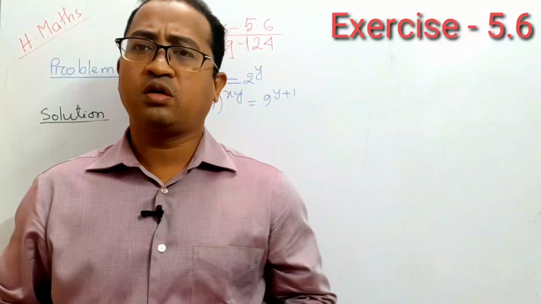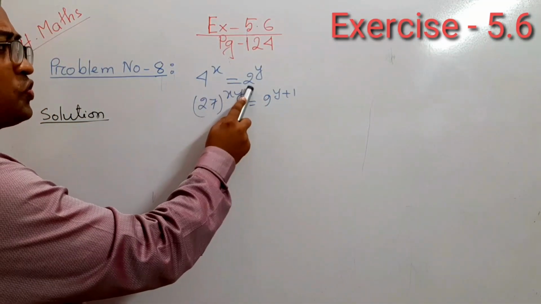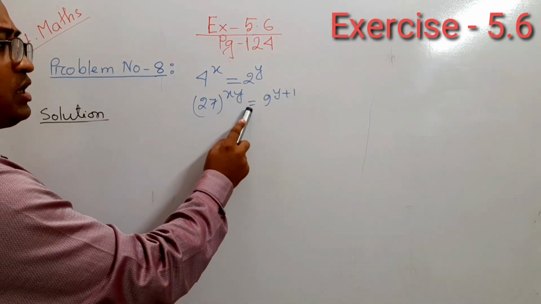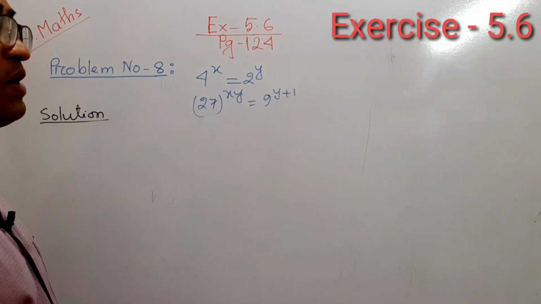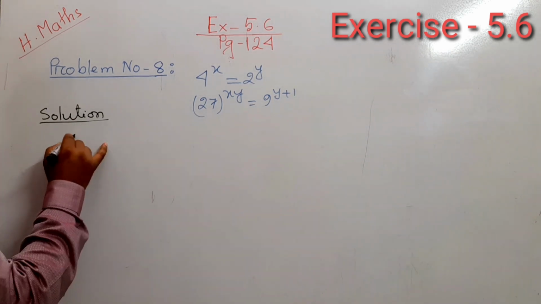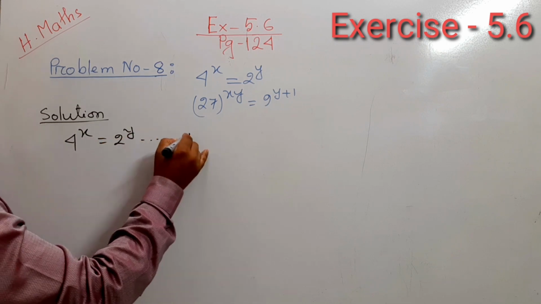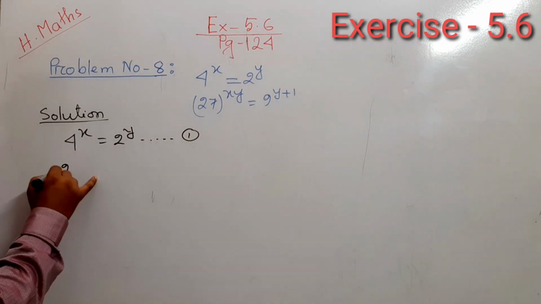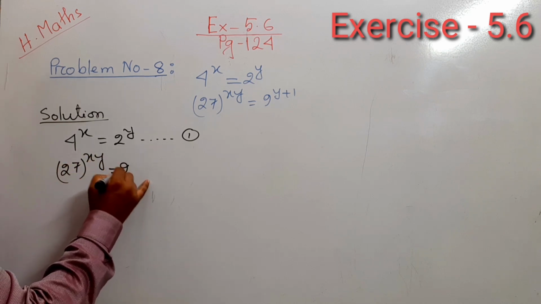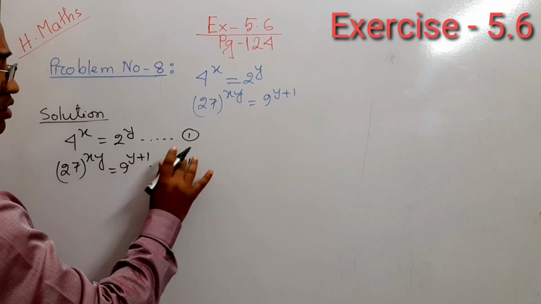Now question number 8. Look, 4 to the power x equal to 2 to the power y, and 27 to the power xy equal to 9 to the power y plus 1. Given 4 to the power x equal to 2 to the power y, this is equation number 1. 27 to the power xy equal to 9 to the power y plus 1, this is equation number 2.